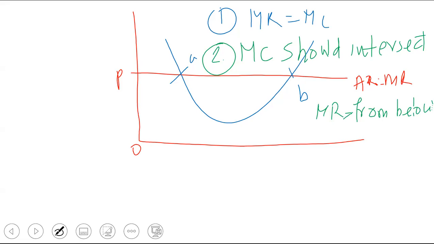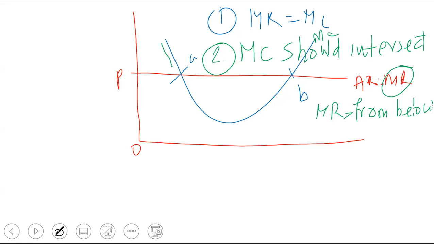Which is the MC curve? This is the MC curve. This is the MR. MR is a straight line. So MC should intersect MR from below. You tell me, at A, how does MC cut? You see, it cuts from above. Look at this. MC is cutting MR from above.